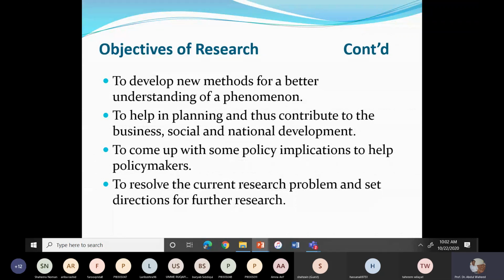So research will help in planning. Suppose once I saw that a group of businessmen were trying to know how much is the demand for their product. Okay. So then a researcher can identify this demand.